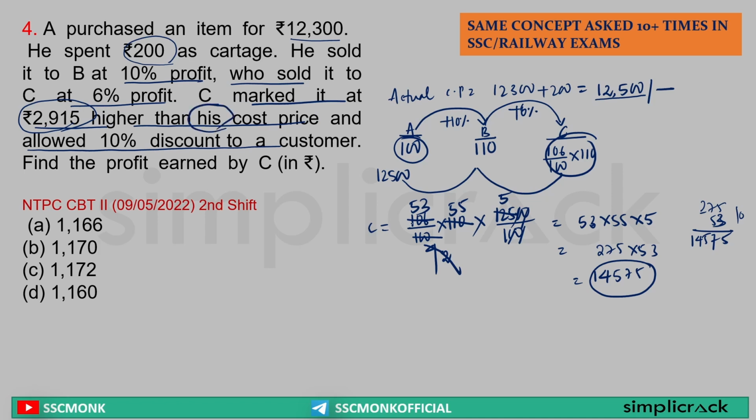Now it is saying C marked it at 2915 higher than his cost price. So C paid how much? Sir, C paid 14575 because that is the amount C paid to get the actual product. Now C is adding 2915 to the whole transaction. Don't get confused. 5 5 10, 7 1 8 9, 5 9 14, 14 to 16 plus 7 17.